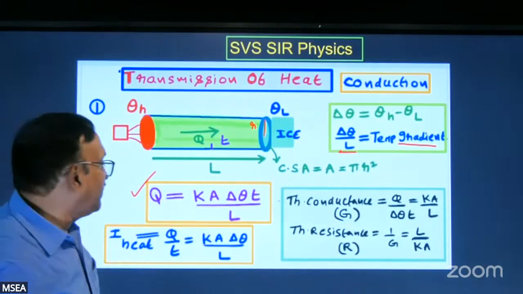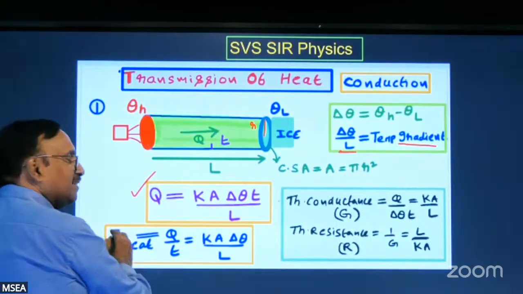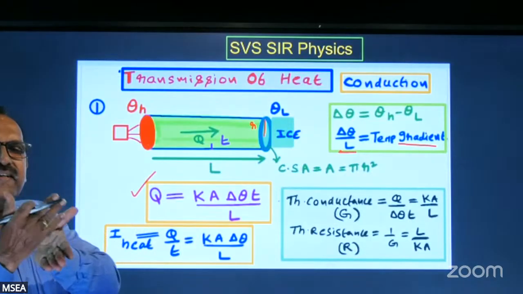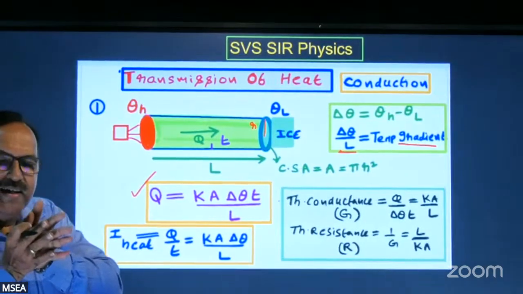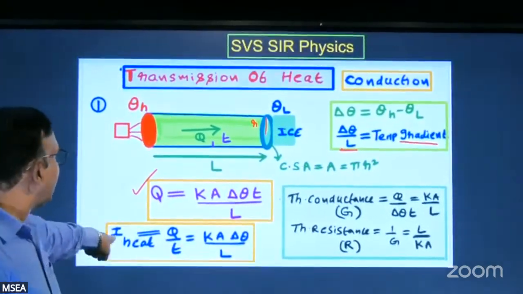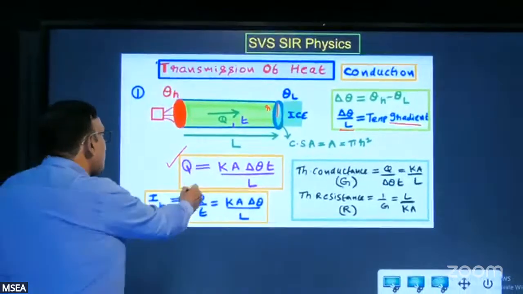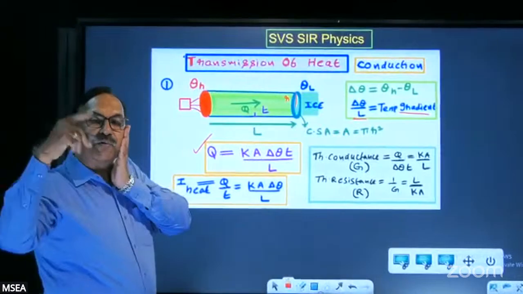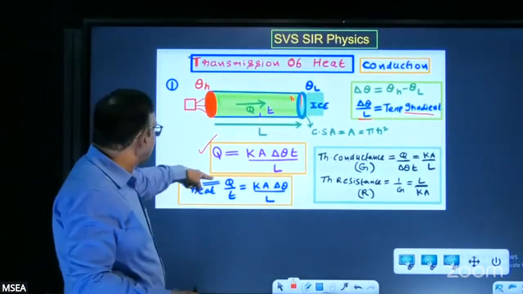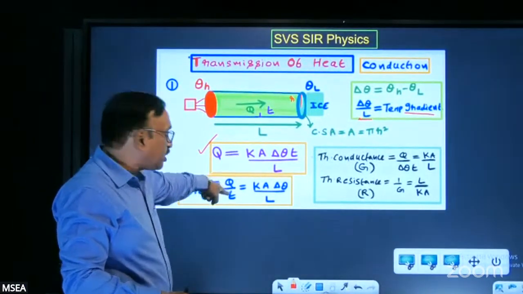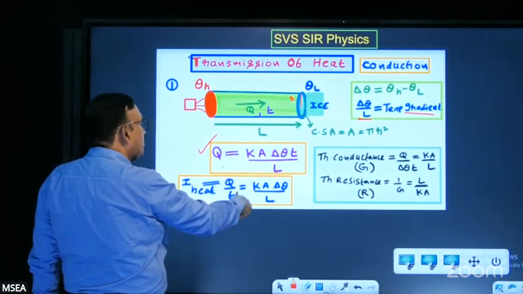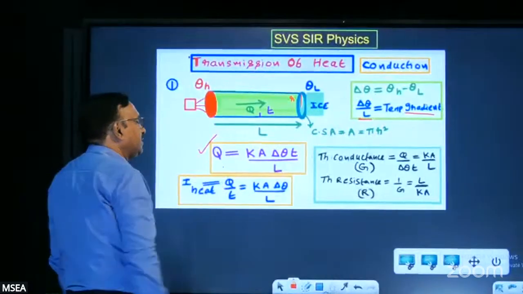Then comes the next important wording, heat current. You know that in current electricity, I stands for current. Here, a similar thing will be there. The heat current is given by Q by T. In current electricity, current means quantity of charge flowing per unit time. Here, heat current is the quantity of heat energy transported per unit time. So when you bring T to the denominator, Q by T comes to be K A delta theta by L.